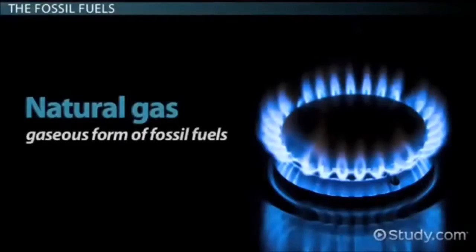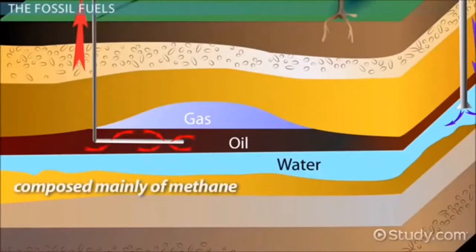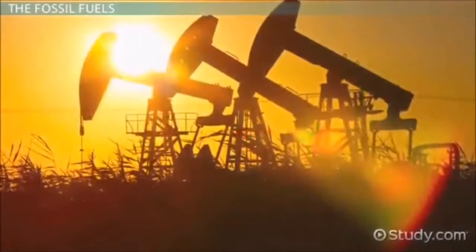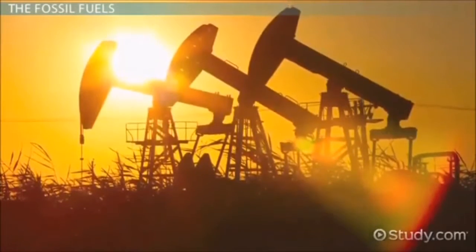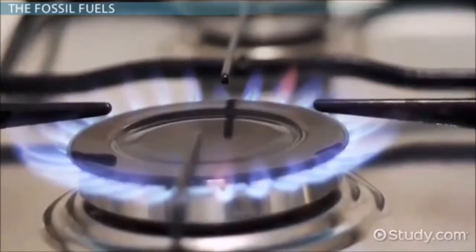Natural gas is the gaseous form of fossil fuels. It is often found near oil deposits in the subsurface. It is lighter than air and composed mainly of methane, which is why it has no smell. Before natural gas can be used, a special additive is mixed in to give it an odor so it can be easily detected. Natural gas is also pumped to the surface, often via the same pump that is used to retrieve oil. Natural gas is mainly used for heating our homes.